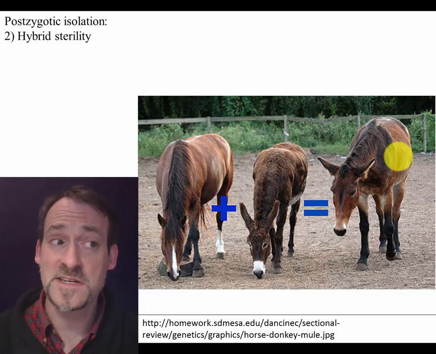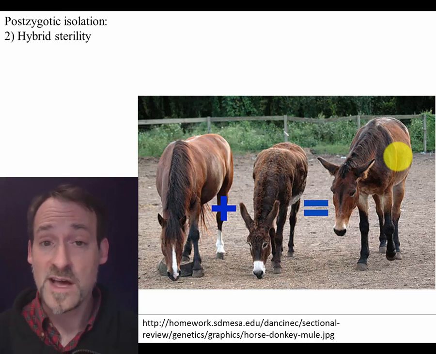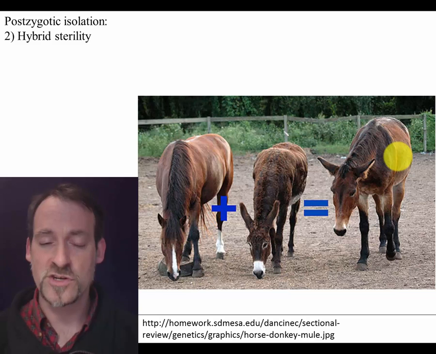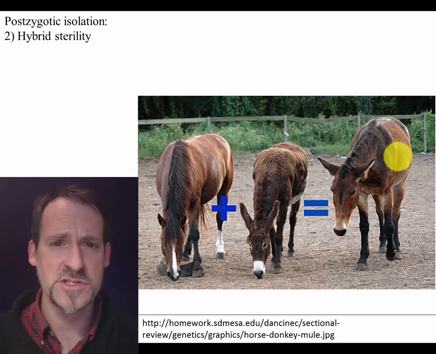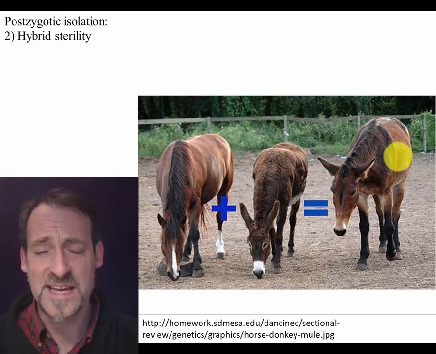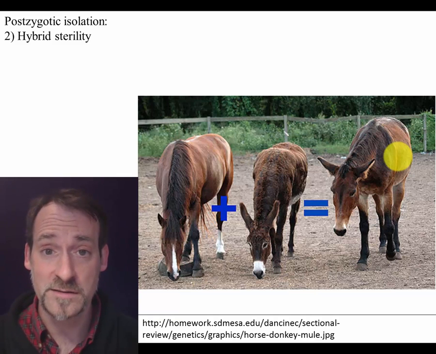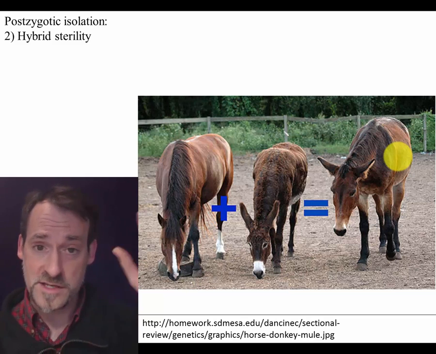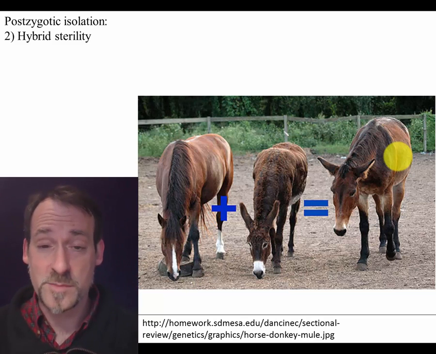Hybrid sterility doesn't have to be complete. There are lots of cases where two species interbreed and they produce an offspring and it can reproduce, but it just does so poorly. It can't have very many offspring. That tends to shut down gene flow between this parent species and this other parent species.